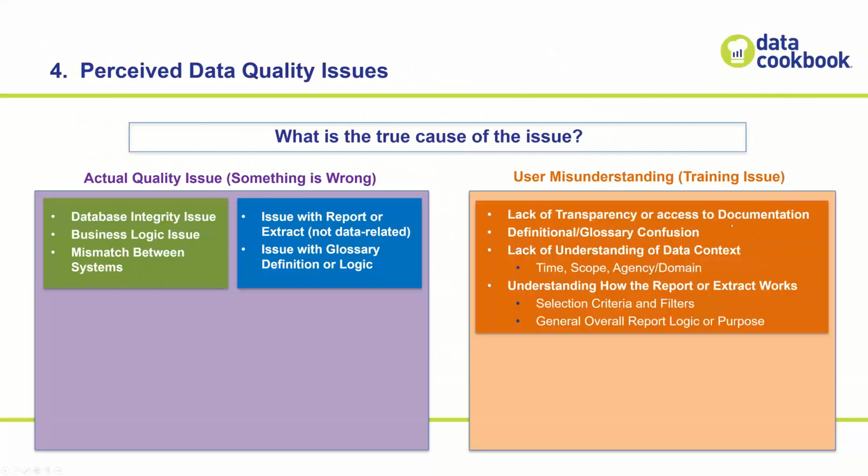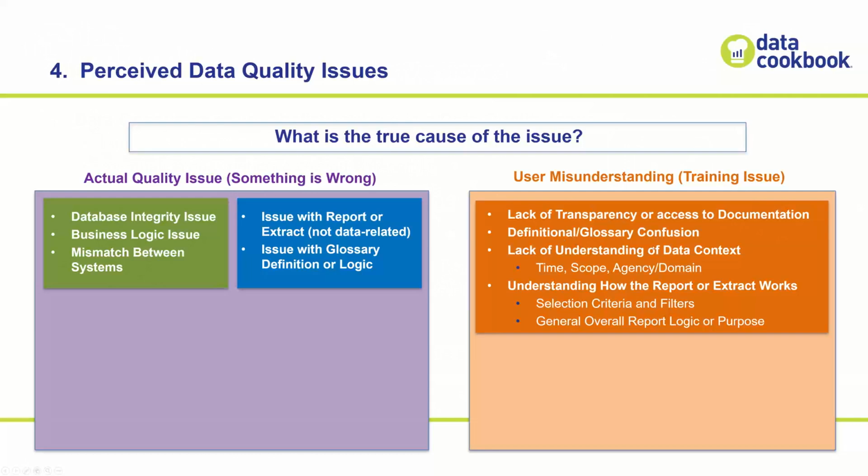Now on the user side, it could be that there's a lack of transparency or access to any documentation. They're looking at a report or some extract and say this doesn't look right, but they have no way to understand how this is calculated, what this means, or what the definition is. So they're just going off their gut assumptions, which oftentimes are wrong. Or their understanding about the definition of something or how it is calculated is different than what this report is doing. But the report isn't wrong.